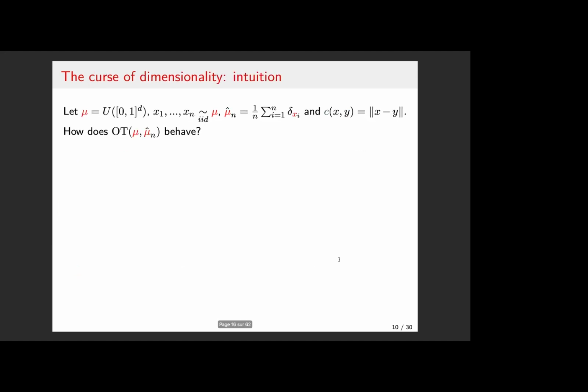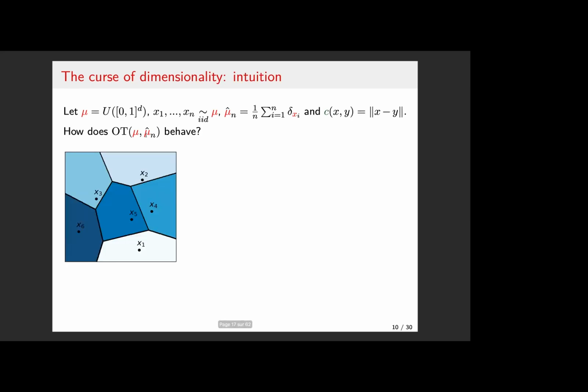And so let me try to give you an intuition of why this would be the case. I'm going to focus on a setting in which mu is the uniform distribution over a hypercube, and the cost function is just going to be the Euclidean distance, not squared. And I'd like to see how the optimal transport distance between mu and its empirical counterpart behaves. So this is how optimal transport between mu and mu hat looks like.